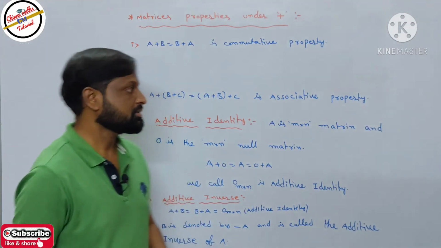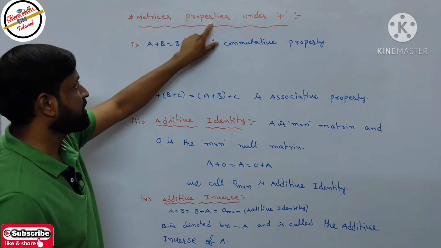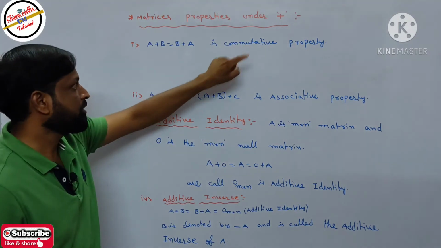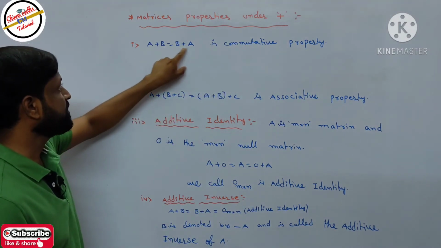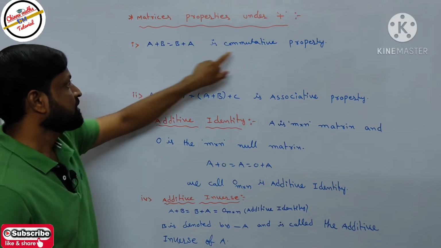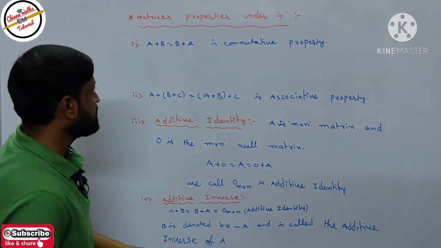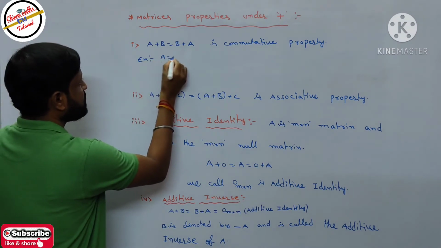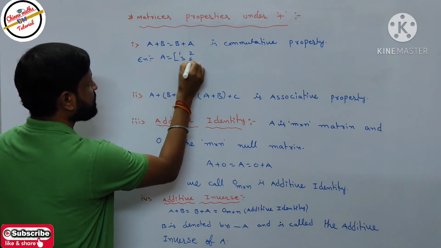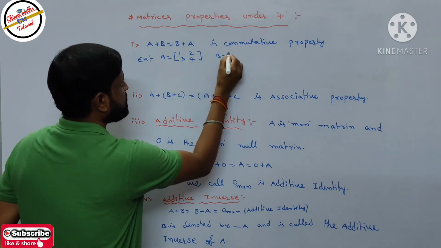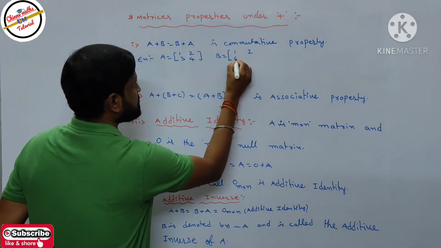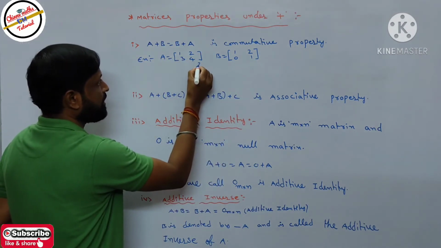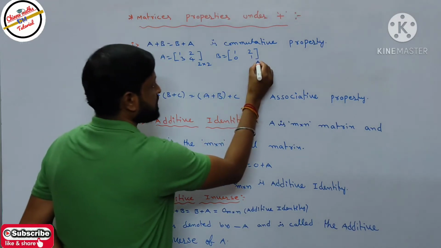Let's continue with the properties. Matrix properties under addition. What is the first property? The commutative property. The commutative property says that A plus B equals B plus A. If this condition is satisfied, then the property is called the commutative property. Let's take one example. Suppose the matrix A equals 1, 2, 3, 4, and the matrix B equals 1, 2, 0, 1. See here, 2 rows and 2 columns, so the order is 2 by 2. B is also 2 by 2.